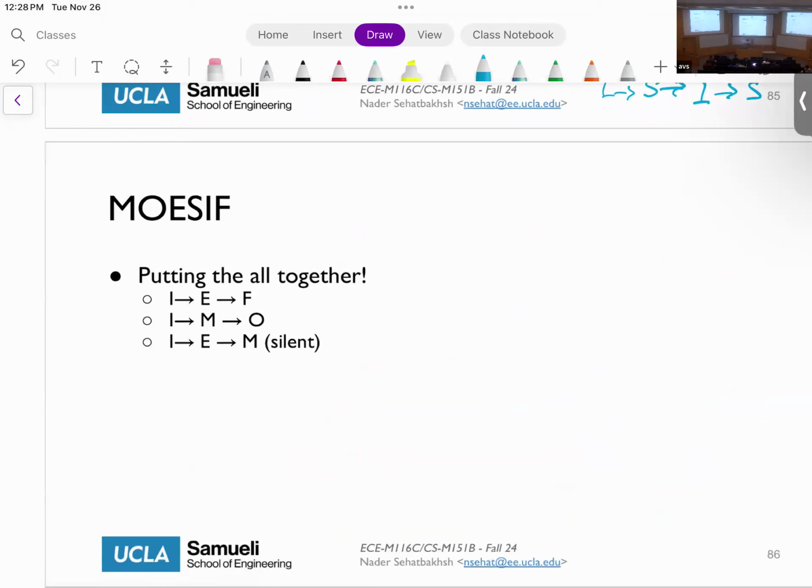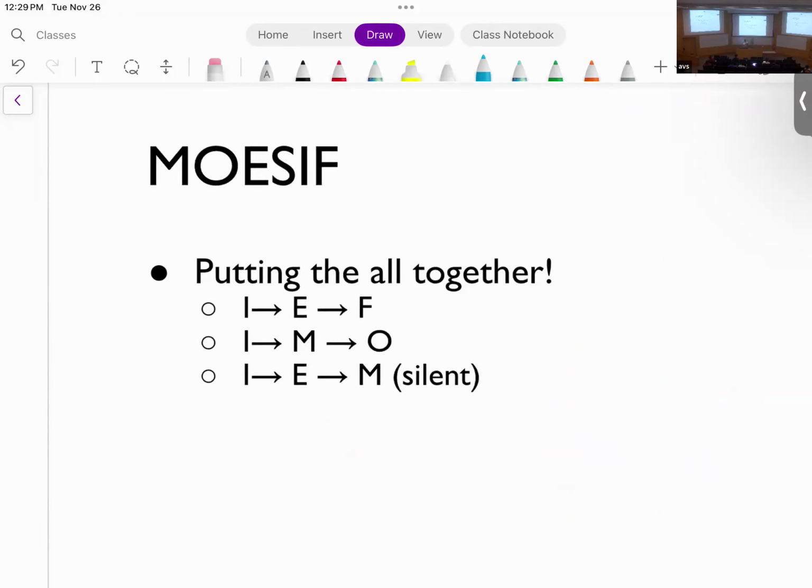So this is what we call MOESIF. This is all together, okay? So this will be basically the process if I have all of them. From invalid, if I'm the only cache that has the data, I go to E. From E, if someone wants to read, I go to F, okay? If I want to write myself, I go to M, but I go silently, so I don't need to broadcast, so that's the difference.